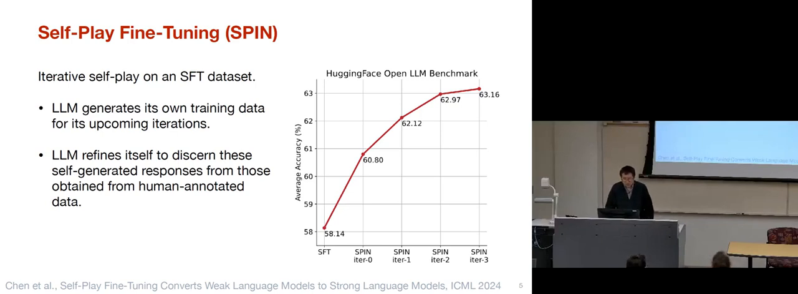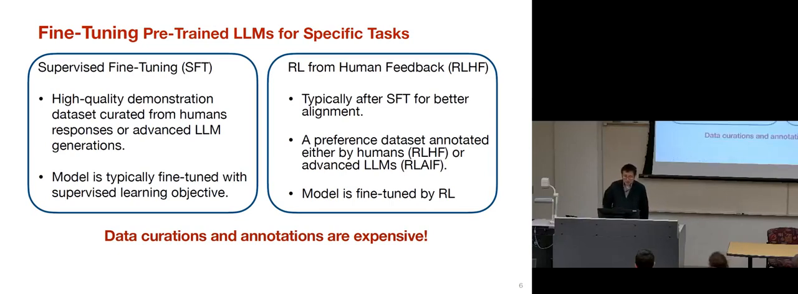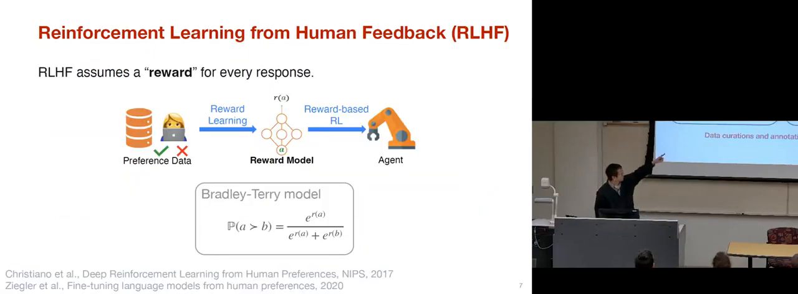This is similar to the self-play principle used in AlphaGo. You can see on the right-hand side that by doing this iterative fine-tuning, our algorithm is able to improve an SFT model from about 58% to 63% on the Hugging Face Open LLM benchmark. In today's talk, I'm going to introduce a new algorithm designed for RL from human feedback, the second category.